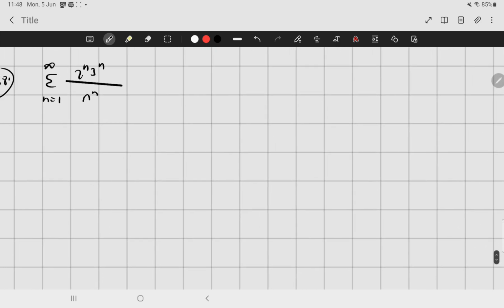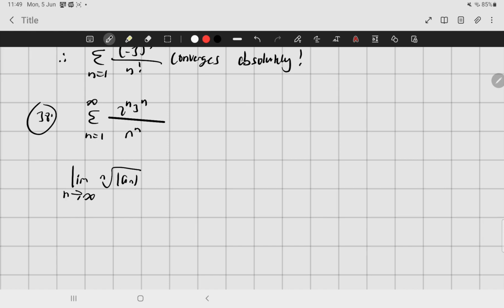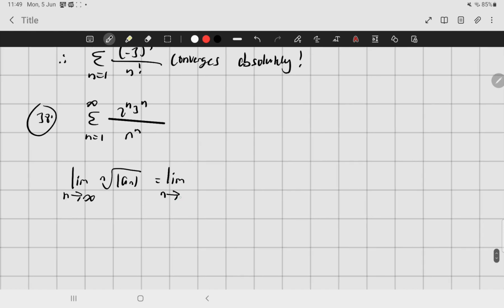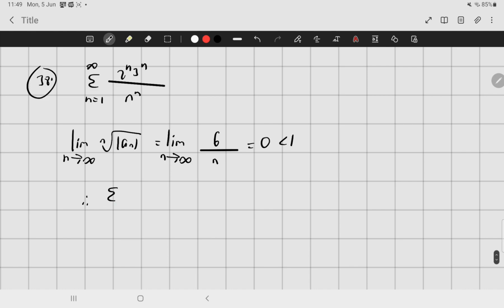Root test. Very nice. So for this series, limit as n approaches infinity of the nth root. Sorry, the nth root. Immediately, the nth root will cancel all the powers of n. So 6 over n is 0, less than 1. It converges absolutely from there. This converges absolutely.